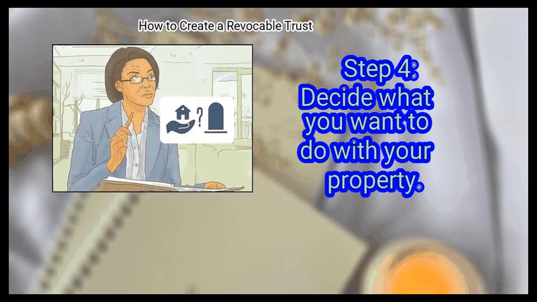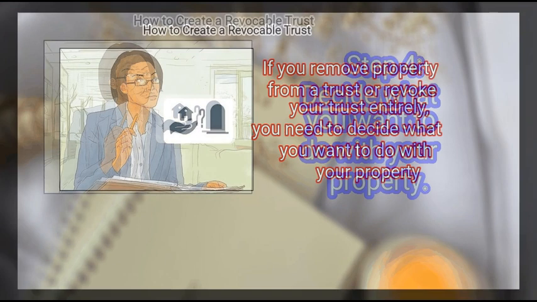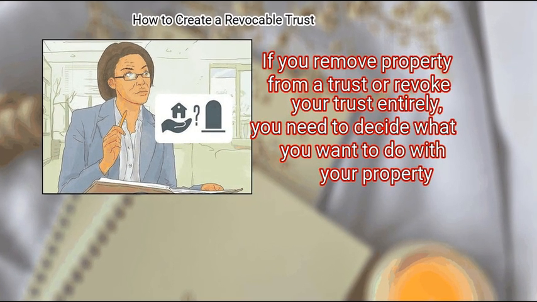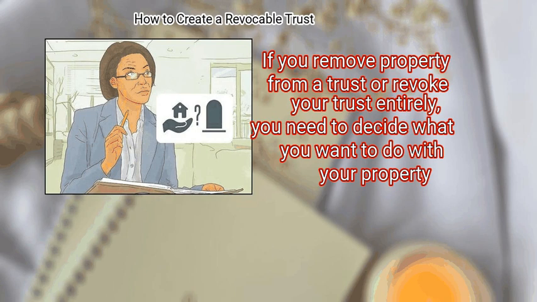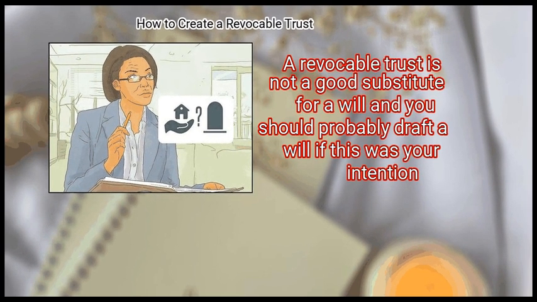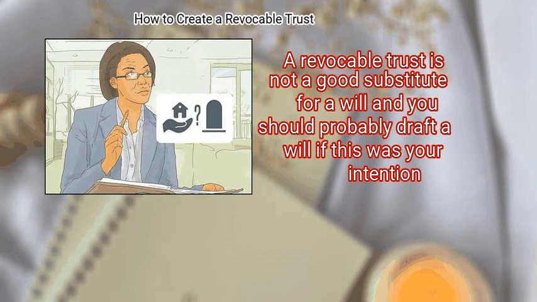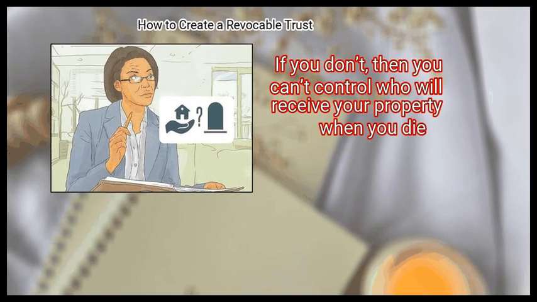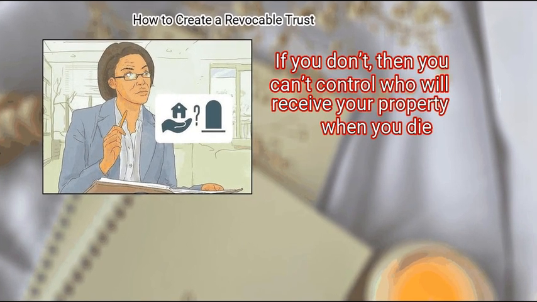Finally, decide what you want to do with your property. If you remove property from a trust or revoke your trust entirely, you need to decide what you want to do with your property. A revocable trust is not a good substitute for a will, and you should probably draft a will if this was your intention. If you don't, then you can't control who will receive your property when you die.